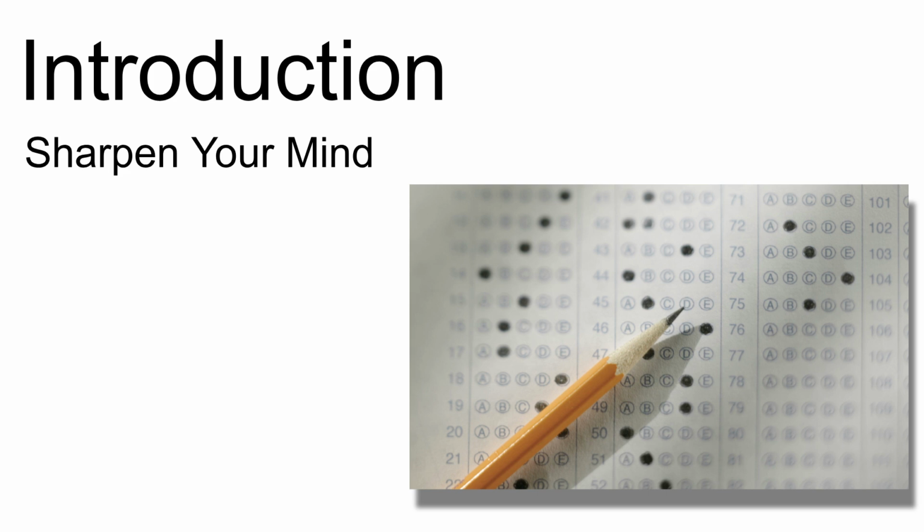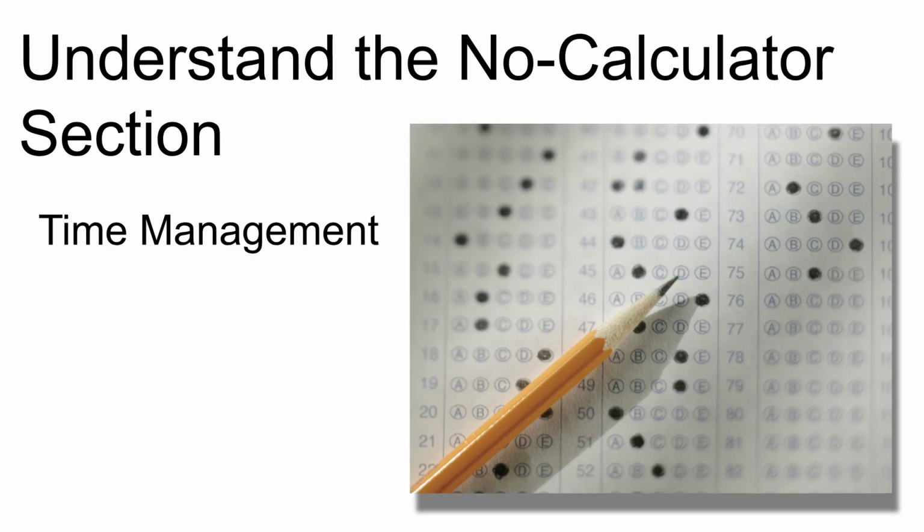Sharpen your mind. The No Calculator Multiple Choice section of the AP Calculus AB exam tests your conceptual understanding and ability to perform calculations efficiently without the aid of a calculator. It's designed to assess your fundamental calculus skills. You'll have 60 minutes to answer 30 questions. This means you have approximately 2 minutes per question. Efficient time management is crucial.